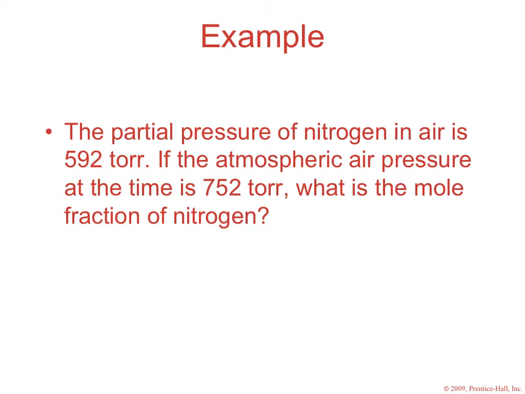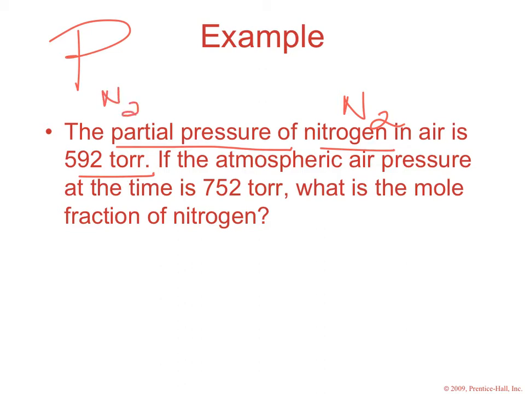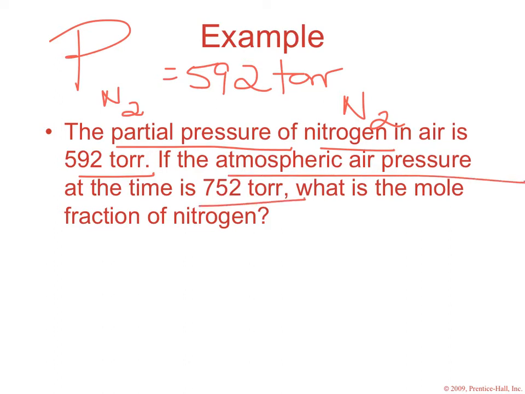All right, here we go. We've got to learn some problem-solving methodology. Let's label as we read what things are. The partial pressure of nitrogen, okay, so that's N2, is 592. Usually if you're talking about partial pressures, it's big P and then a little subscript for the molecule or element it represents. So the partial pressure of nitrogen is 592 torr. Atmospheric pressure is 752 torr.